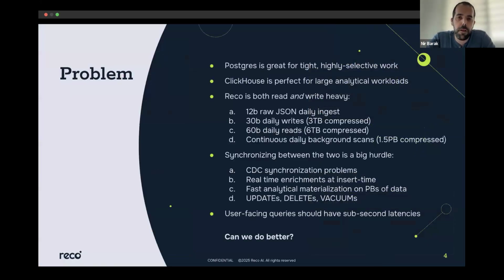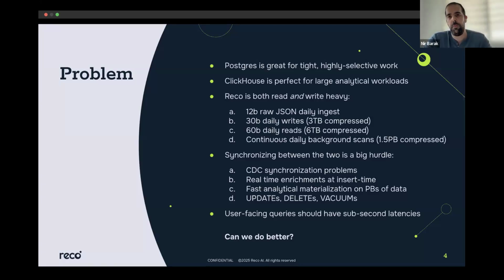Some numbers. We do both very heavy reads and very heavy writes. We've got about 10 to 12 billion JSON ingests daily. We have a very special extraction method, which we patented. Tens and hundreds of billions of reads and writes every day. Scans, which is the backbone of ClickHouse. We scan continuously over the entire history of all the data of all our tenants. This comes to petabytes of size every day, and Postgres is just not something that can do that, and ClickHouse does it in seconds.